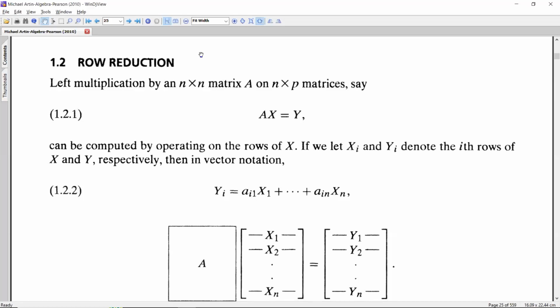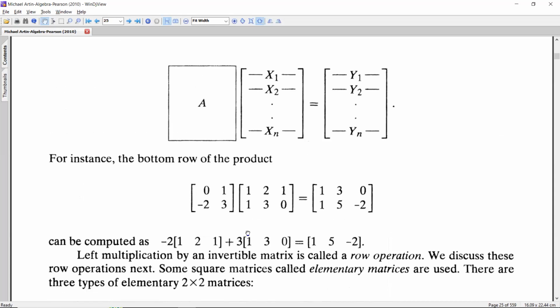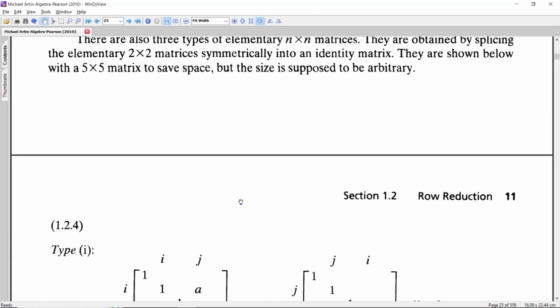Yeah, so the first section we are not doing. We are doing from row reduction. So let us see what they are talking about here. You have this n by n matrix A. Left multiplication by an n by n matrix A on n by p. So this x, you see, is n by p. And they are saying you're computing it in this way. Do you understand this? Let me just explain this, and let me see what else is there.